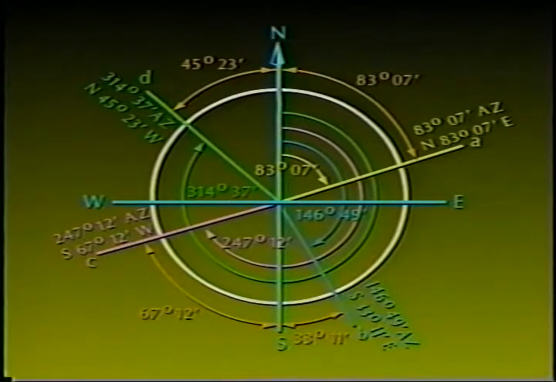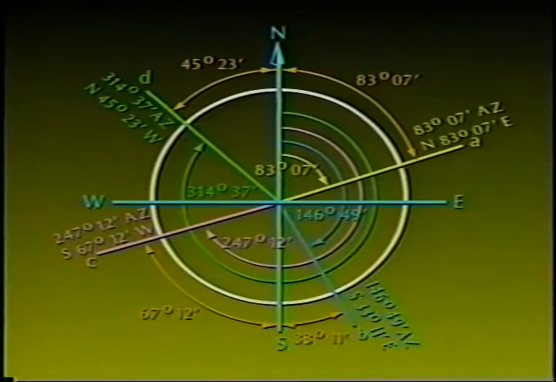For instance, look at the northeast quadrant. Line OA has a bearing of north 83 degrees 07 minutes east. Since azimuth and bearing both start at north and rotate clockwise, they will be identical in this quadrant. Next, we go to the southeast quadrant and take a look at line OB. Its bearing is south 33 degrees 11 minutes east.